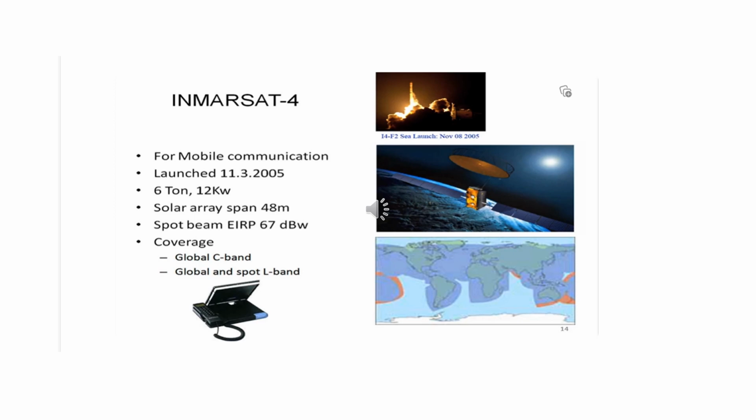Another satellite for mobile communication was launched in 2005, having a weight of 6 ton, and it requires power of 12 kilowatt, very high power. It has a solar panel with a span of 48 meter, and it has a spot beam, EIRP 67 dBW. Its coverage is global, C-band and L-band.